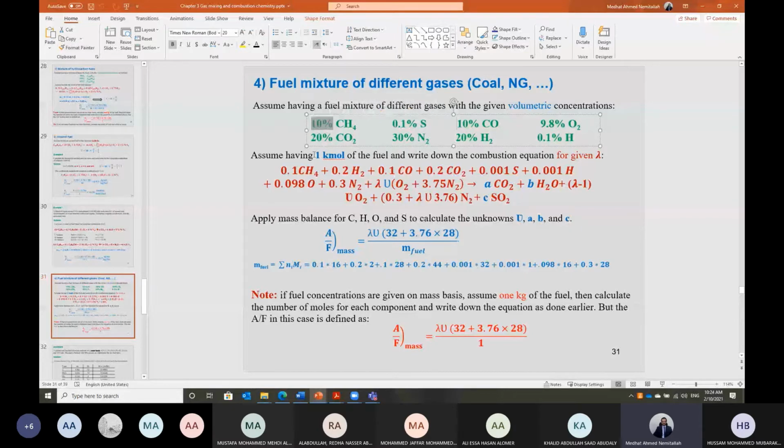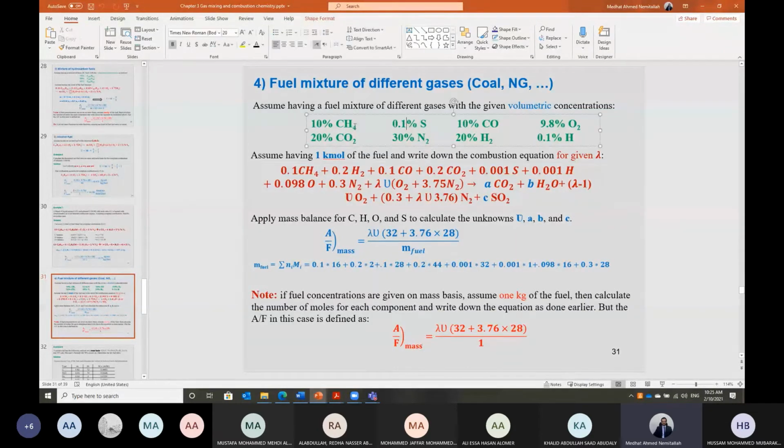So if we have 1 kilomole of this fuel, we should have 0.1 CH4 plus 0.2 CO2 plus 0.1 divided by 100 S plus 0.3 N2 and so on. This is our fuel. And I will write down the combustion equation. I will just write it in general, plus the air. It will be lambda plus gamma, air is O2 plus 3.76 N2. This is the air. And that should give us the combustion products in this case.